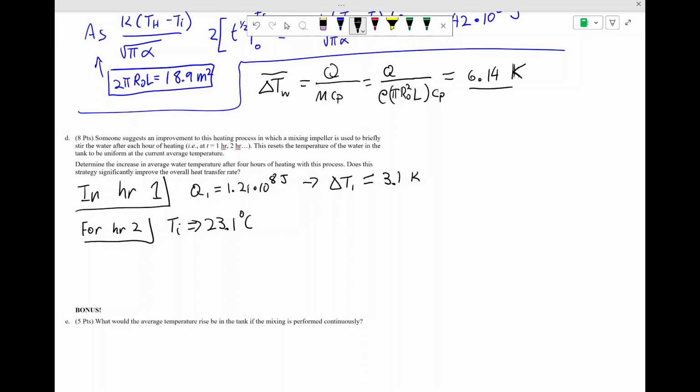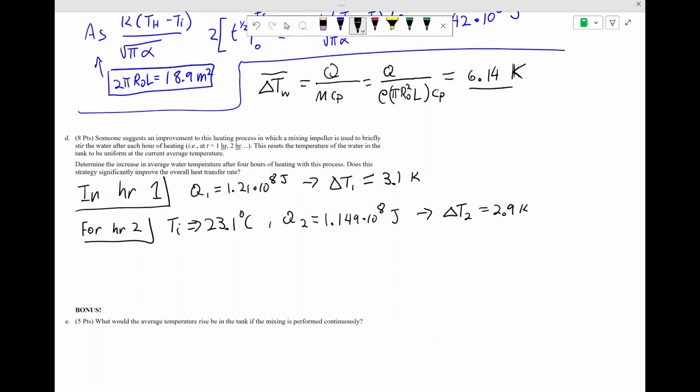So we could plug this formula in yet again, and essentially we'll get a Q value for the second hour. So Q2 is going to be 1.149 times 10 to the 8th joules. You can note that this is slightly less than the Q you got in the first hour because now the water's a little warmer and the delta T between the water and the heating fluid is a little smaller.